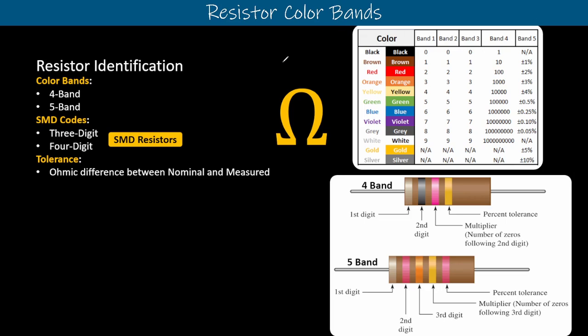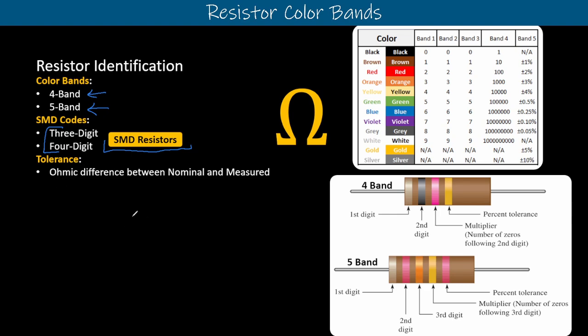So resistors have a couple of different ways to identify them. The main one would be the color bands, and those are going to be wire-wound resistors mainly. They have 4-band and 5-band resistor color codes. We'll look at both of those. The SMD codes also, those are surface mount devices, and those ones are going to have digit codes, so 3-digit and 4-digit codes. You can always look those ones up. They're a little bit more straightforward, though, than the color bands here.